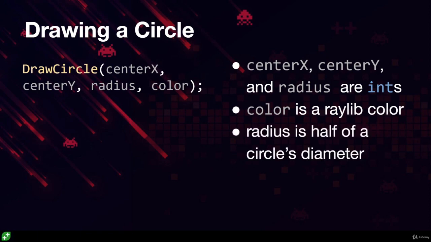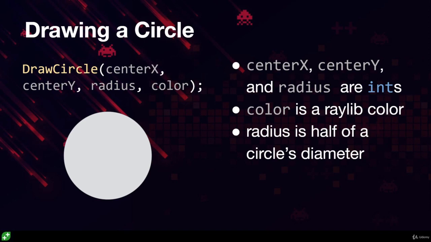The radius is half of the circle's diameter. Now, if you were too busy eating your glue stick while the teacher was droning on about this in school, here's a circle, here's its diameter, and half of that is the radius.